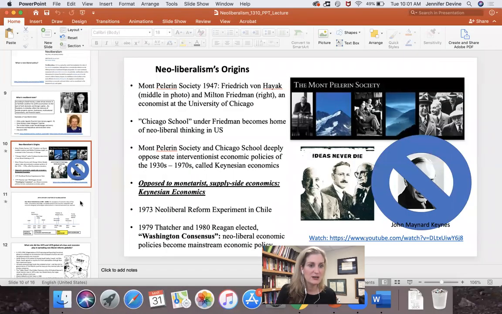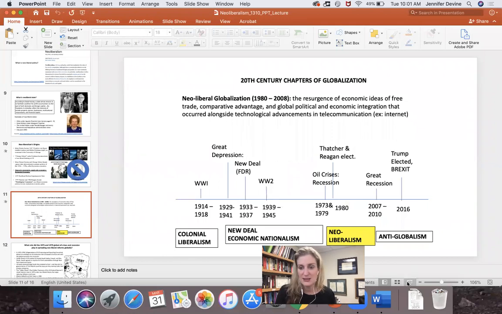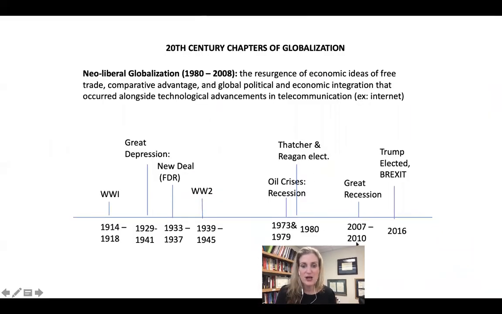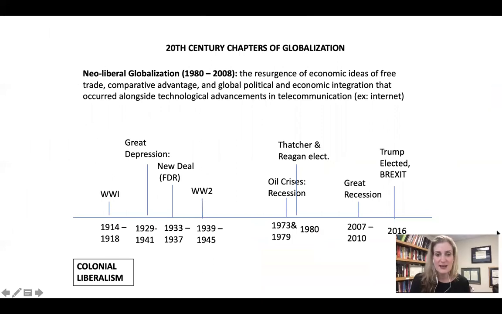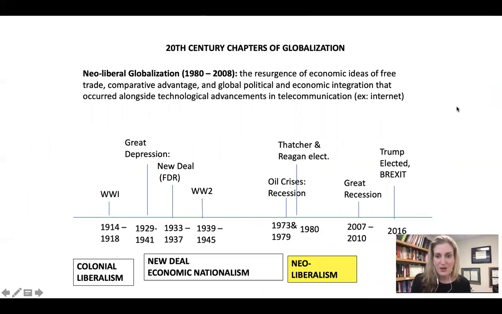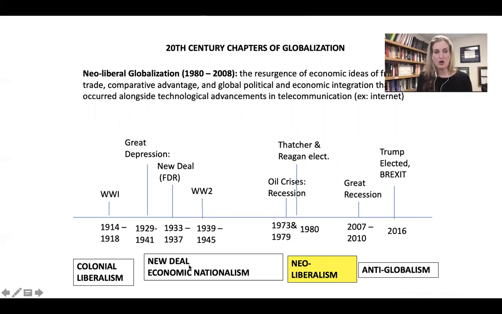I need to jump ahead here just a minute to this slide. So what we're talking about here, folks, is what I have previously, for simplicity's sake, in our course called this period of New Deal economic nationalism. This is Keynesianism, protectionism, using quotas, tariffs, manipulating the value of currency and inflation rate. The state is playing a huge role in the market.